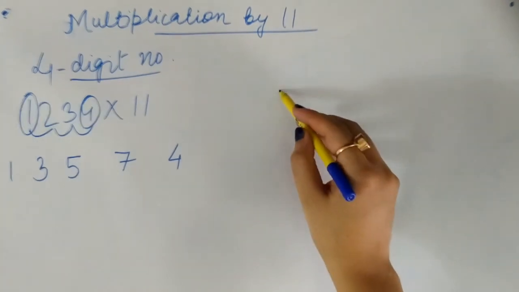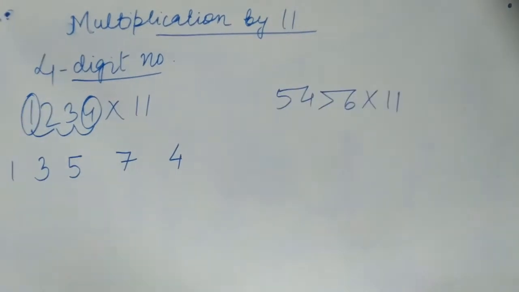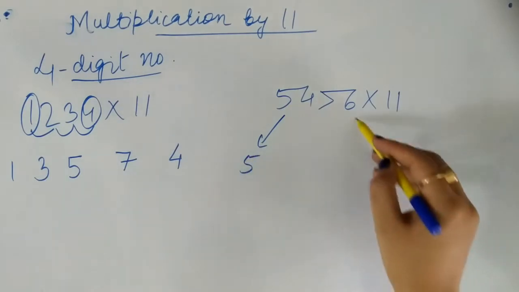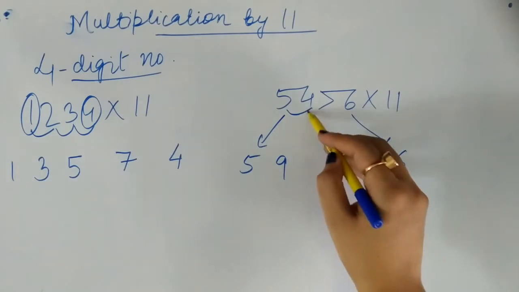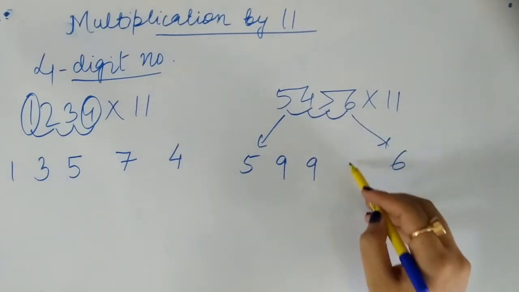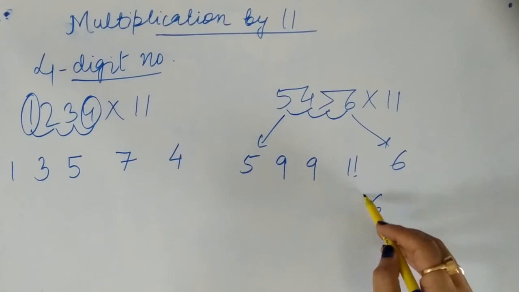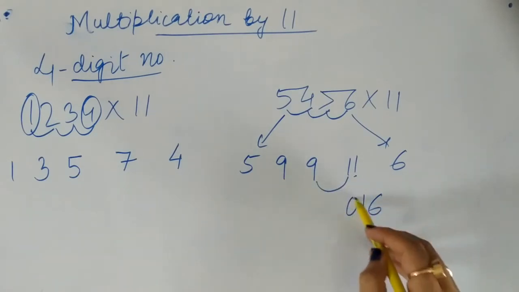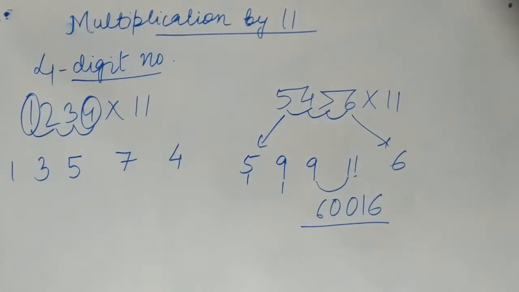Let's take another example. 5456 into 11. So we'll write here first digit 5, last digit 6, and then you have to add in pairs. So 5 plus 4 is 9, 4 plus 5 is 9, and 5 plus 6 is 11. Again here 2 digits, so we have to give 1 carried to 9. So we'll write here 6, 1 here, and 1 plus 9 is 10, 0, 1 carry, 9 plus 1 is 10, 0, and 1 carry to 5, making 6. So 60016 will be the answer of this 5456 multiplied by 11.